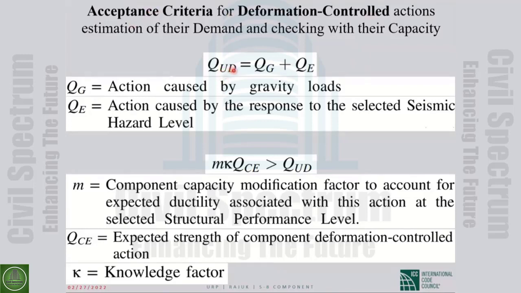The demand on these deformation control elements comes from the application of the gravity load plus earthquakes. So, for example, bending in this beam, now you have the maximum value based on applying the gravity and earthquakes. And these are action caused by gravity, action caused by the seismic.